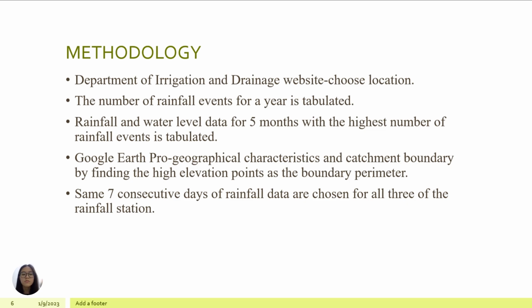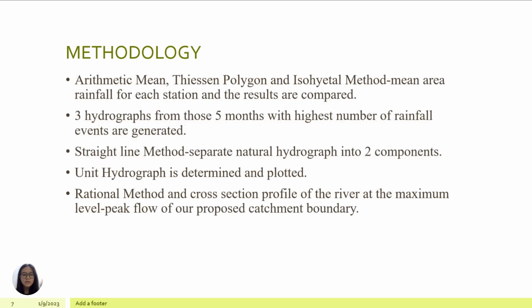Besides, we also use Google Earth Pro to determine the geographical characteristics of the selected location, such as terrain profiles and gradient slopes between stations, where the catchment boundary is also obtained by finding the high elevation points as the boundary parameter. Next, the same 7 consecutive days of rainfall data are chosen for all 3 of the rainfall stations.